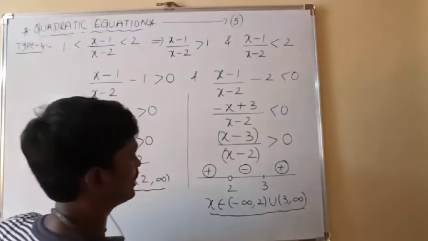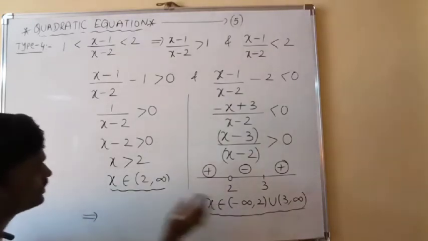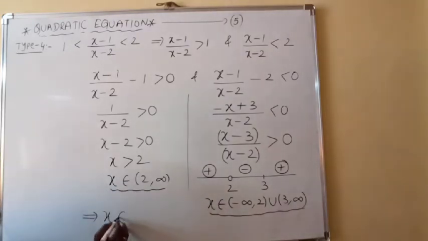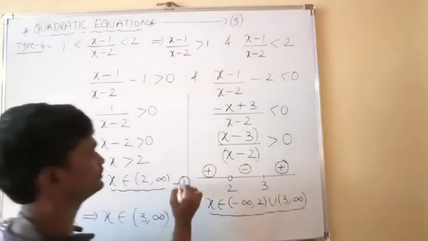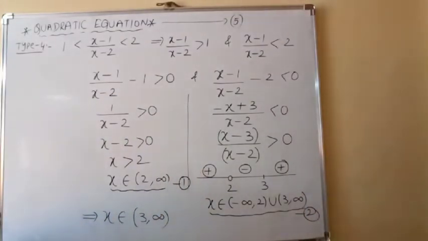According to the second set we got this. In both intervals, what is the common interval? From 1 and 2 we can conclude x must belong to the open interval (3, infinity). This is 1, this is 2. In both sets the common elements are 3 to infinity. So for the inequality 1 less than (x minus 1) by (x minus 2) less than 2, what is the solution set? x belongs to the open interval (3, infinity).